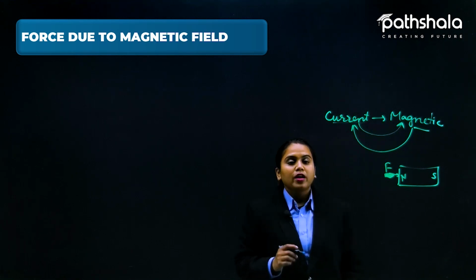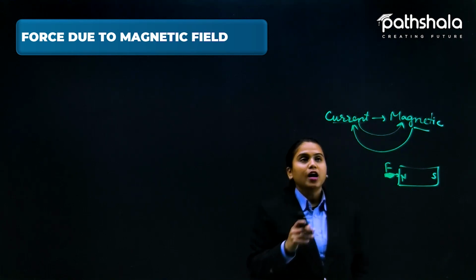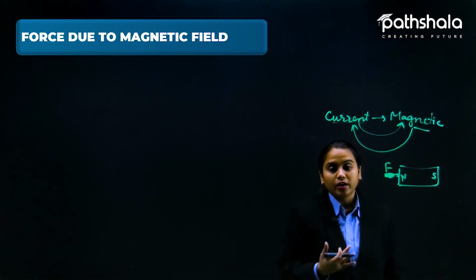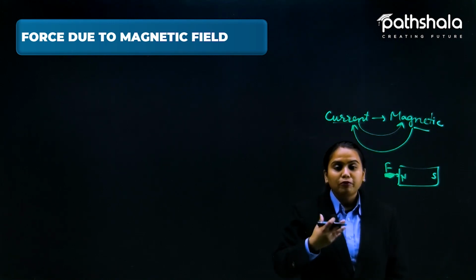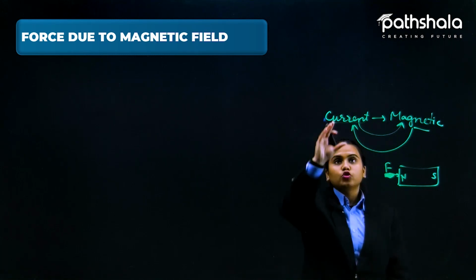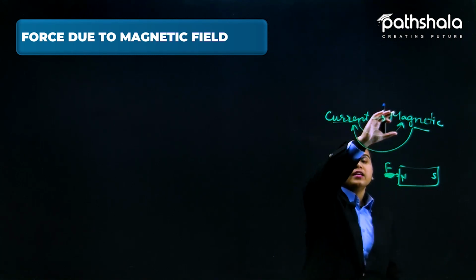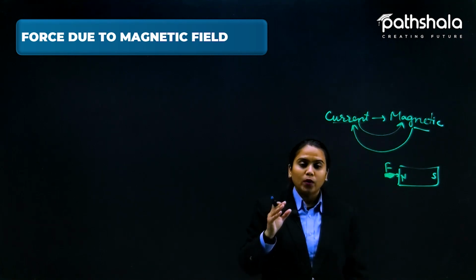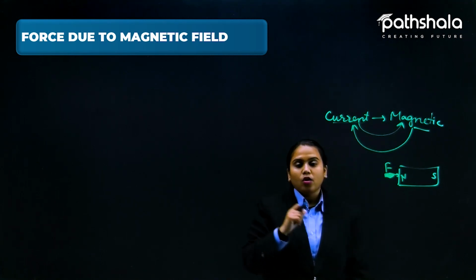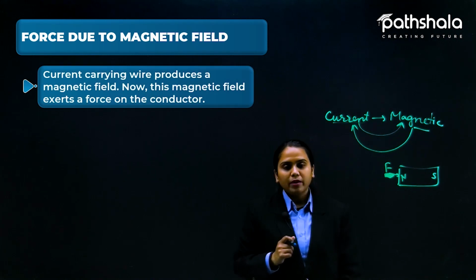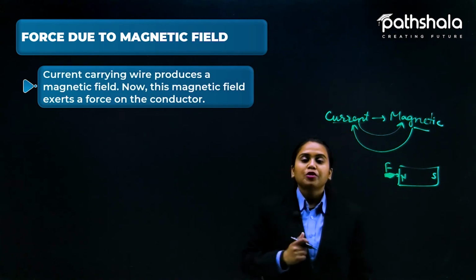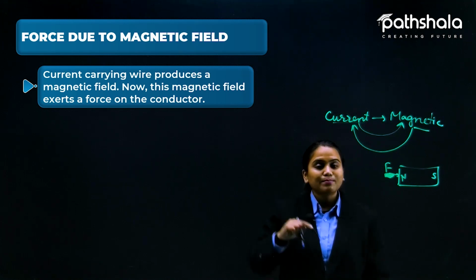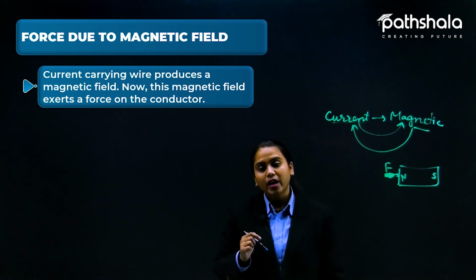Now we are just talking here about current also. Because this is the magnetic effect of current, the magnetic field that is developed is due to current also. And if we suppose put any kind of magnet nearby, will it be affecting? Let us see it with an example. First of all, let us see what this is. A current carrying wire produces a magnetic field. Now this magnetic field exerts a force on the conductor.